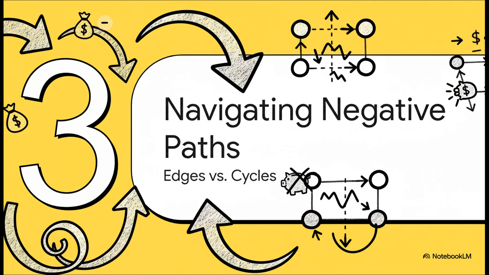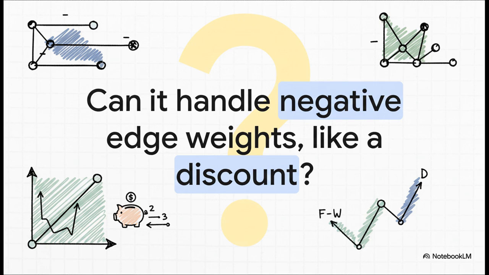Okay, let's talk about something that can be a little tricky: negative numbers. Can you have a path that has a negative cost? You know, like a toll road that actually pays you to use it? The short answer is yes, it can. And that's a huge advantage over some other algorithms like Dijkstra's. But, and this is a big but, there is one very important catch.